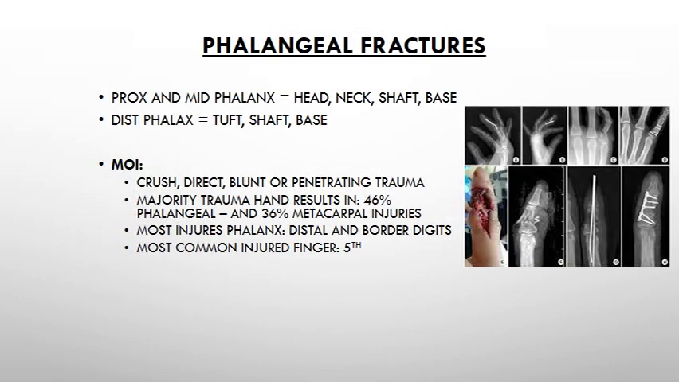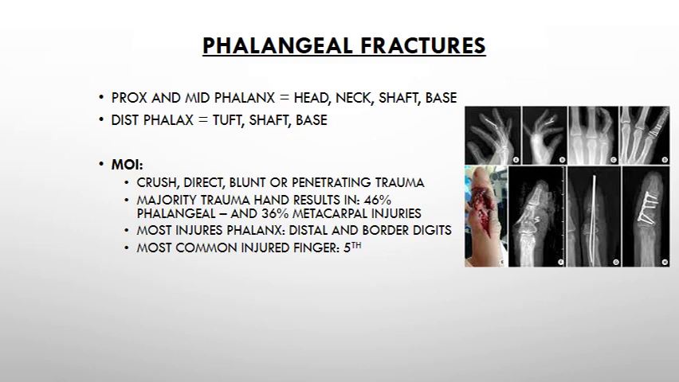We now move to the fractures in the fingers, the phalangeal fractures. So the proximal and middle phalanx has a head, neck, shaft, and base when considering the osteology. A distal phalanx right at the tip has got a tuft because of the nail bed, a shaft, and a base.